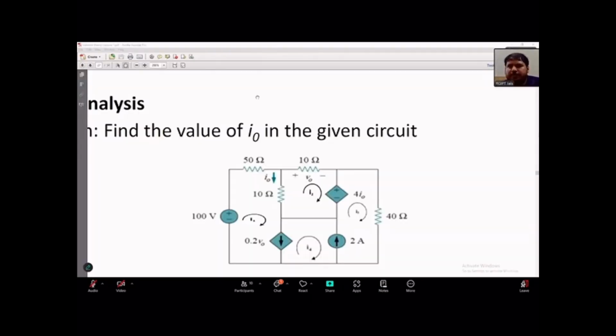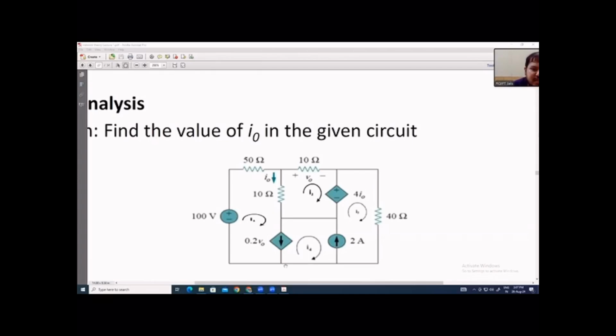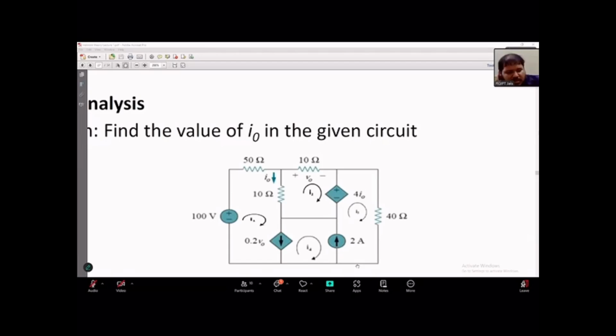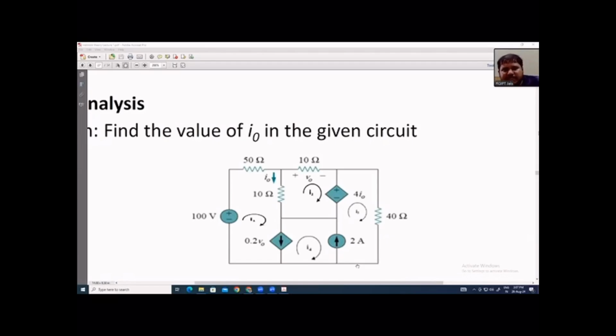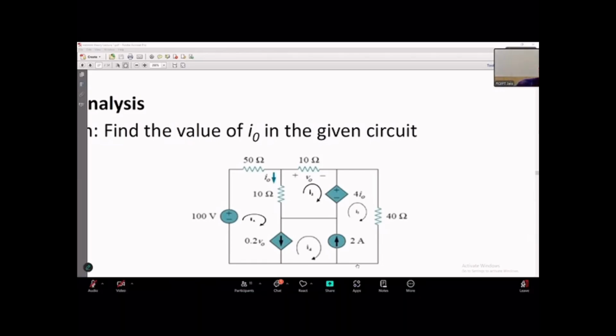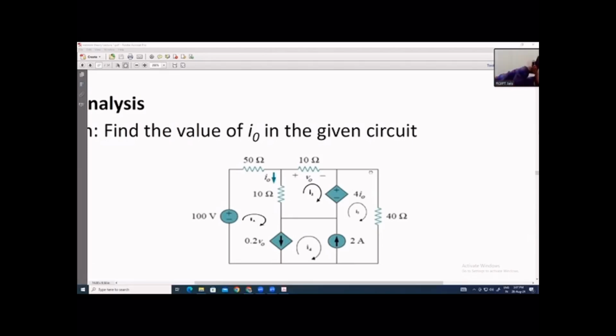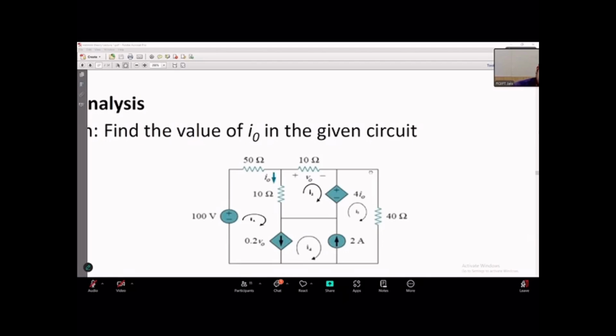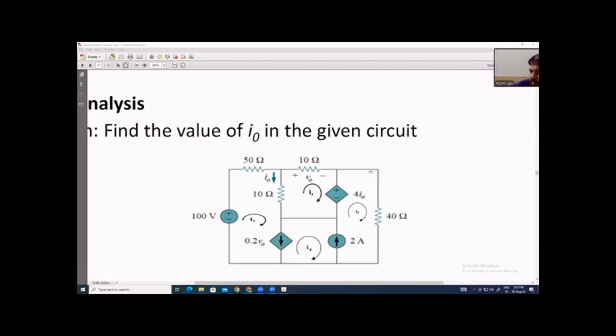Yes. So please tell me in the chat, let us say this is mesh 1, mesh 2, mesh 3, mesh 4. So how will you identify where we have to create the super mesh? Which meshes will be included in the super mesh? How will you identify that thing?